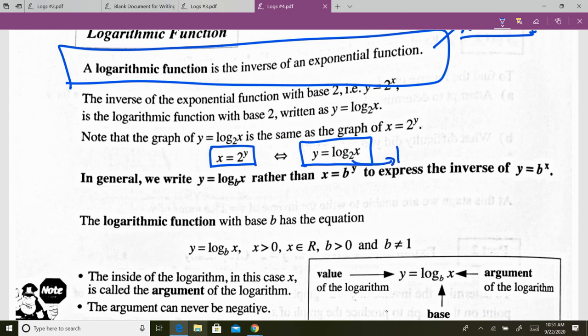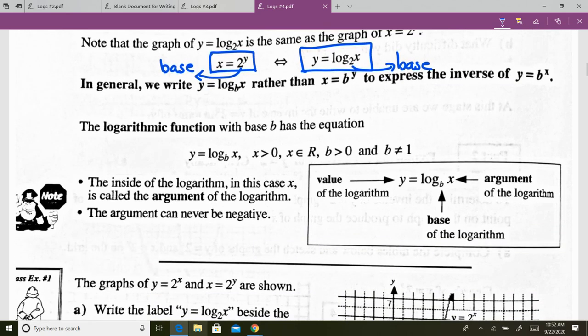This 2 here is your base, just like it's the base here. Okay? Different bases for log. So now we solve for y. y is equal to log base 2 of x. So this leads us to the log function.